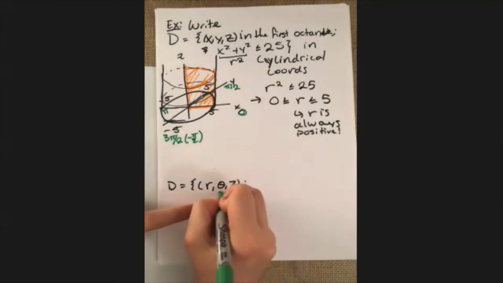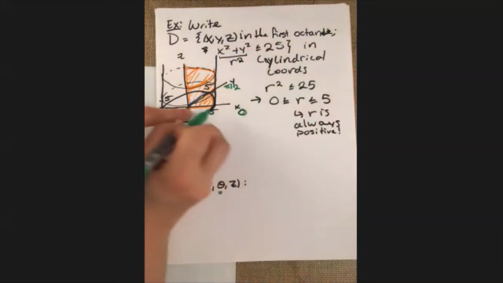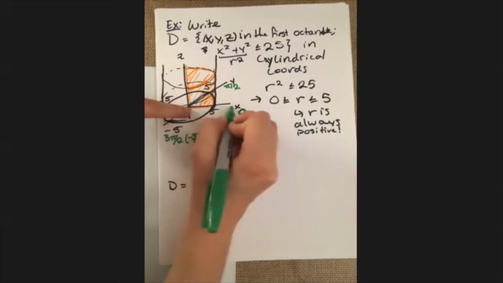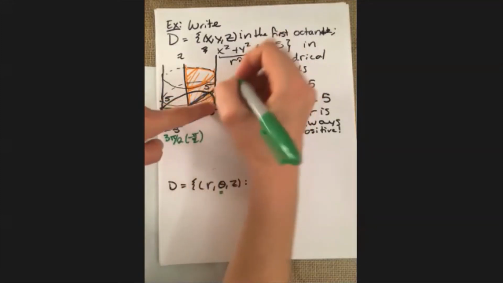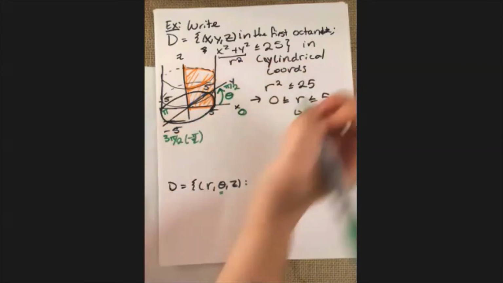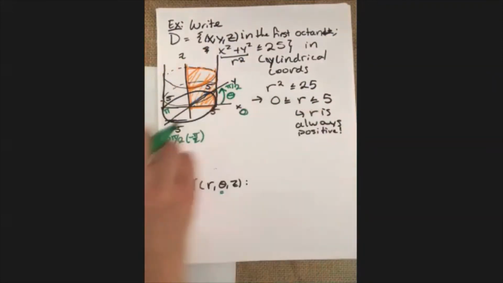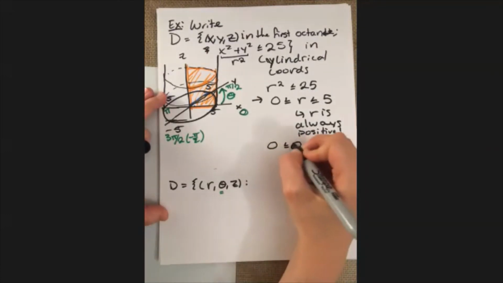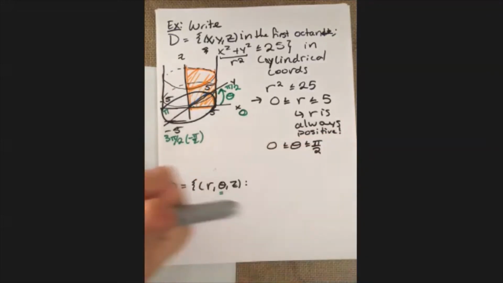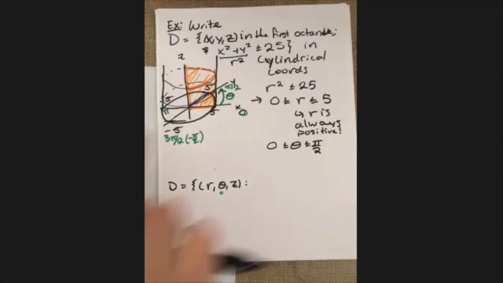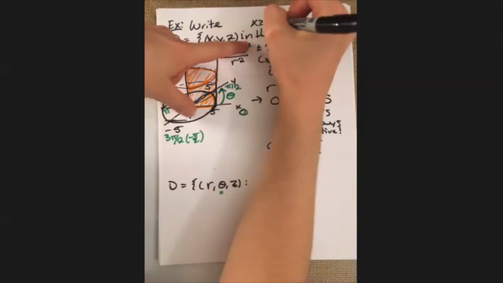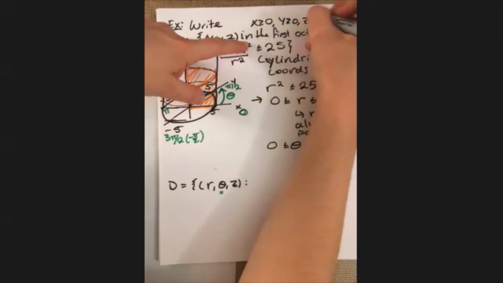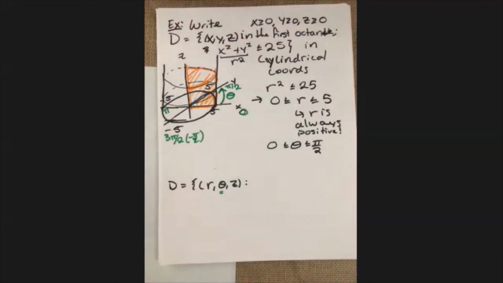So we need something for theta. And this time we know that we want our radius to start here at 0 and then be able to swing around up to pi over 2. So we want theta to be able to start at 0 and go up to pi over 2. So that's what our restrictions for theta will be. And then finally, we want to look at z. And we note that since we are in the first octant, this means x greater than or equal to 0, y greater than or equal to 0, and then finally z greater than or equal to 0. So this guy right here is going to be our restriction for z.